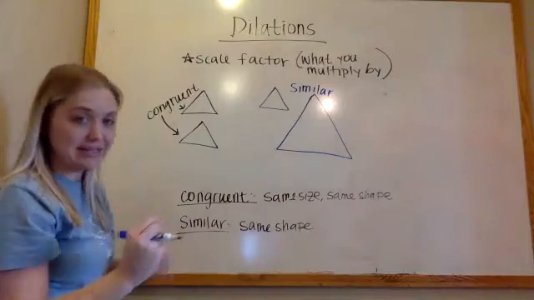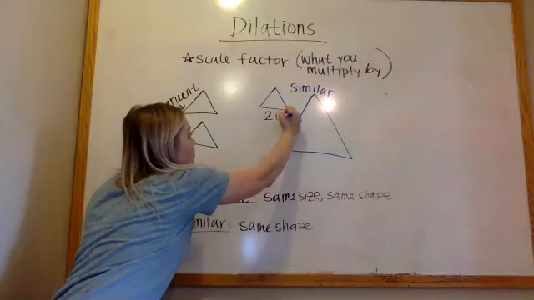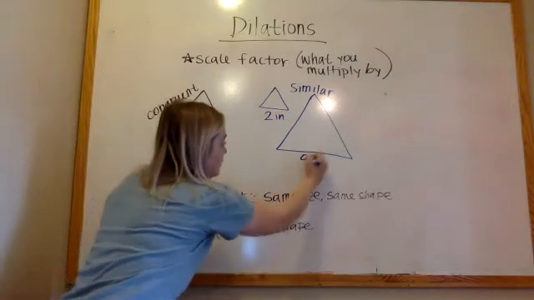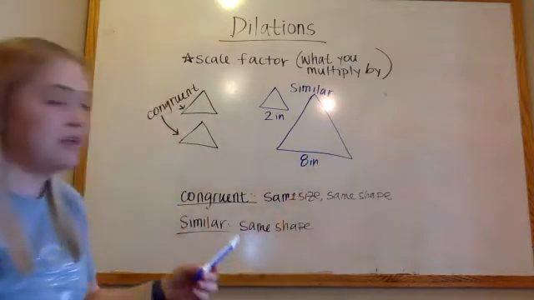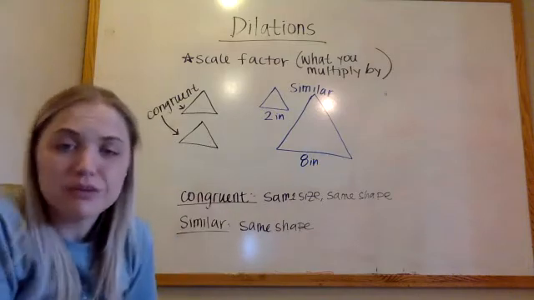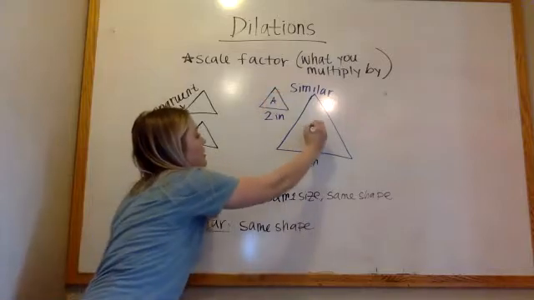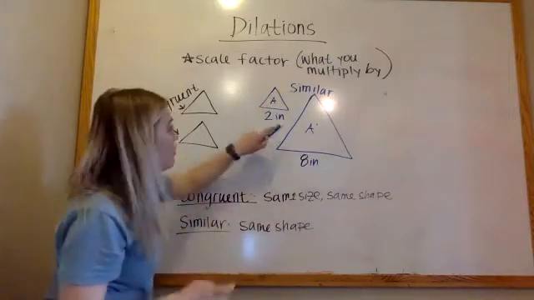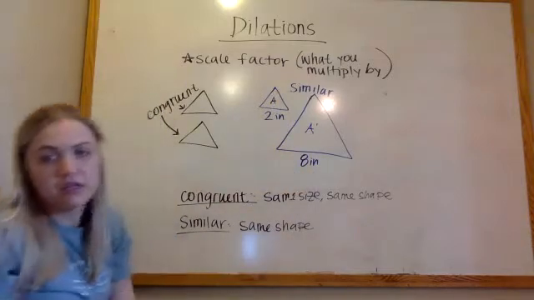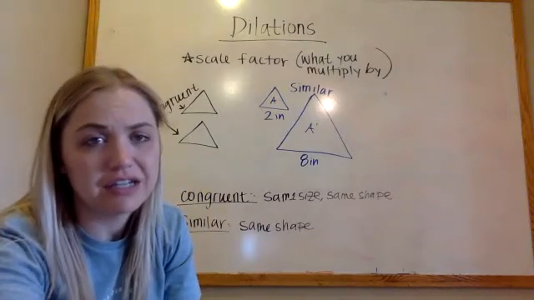Now, if I gave you one of the side lengths, let's say, for example, that I told you that this bottom side was 2 inches long. And then I told you that this bottom side was 8 inches long. Now, me and Mr. Bodley aren't going to test you on this tomorrow, but I want you thinking about this. What sort of scale factor would I have to use if this was A and this was A prime? How do I go from a side that's 2 inches long to a side that's 8 inches long? What do you do to go from a 2 inch long side to an 8 inch long side?